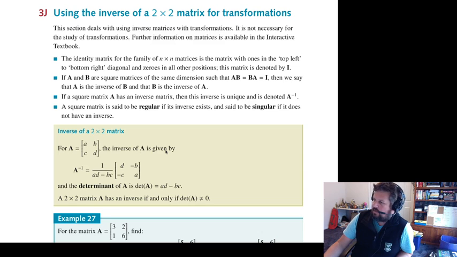So again, consider this matrix here. We've got matrix A. These positions are denoted by a, b, c, and d. So in order to get the inverse of A, what you need to do is work out 1 over ad take away bc. So 1 over a times d take away b times c. So that's out the front there.